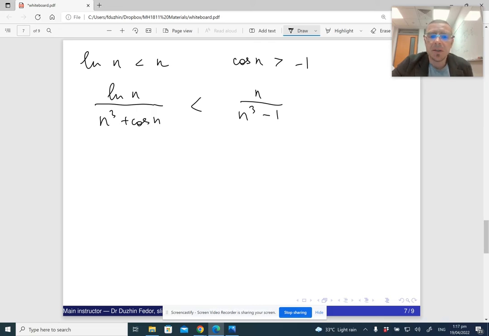Which means that if we can prove that the series, the sum from, say, 2 to infinity, of n over n cubed minus 1 converges, then so does the original one.